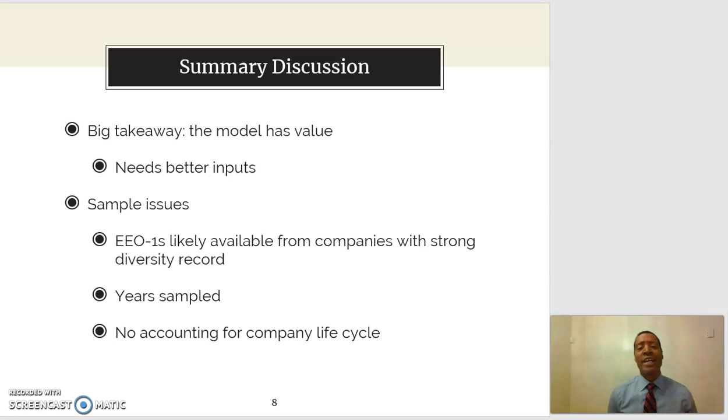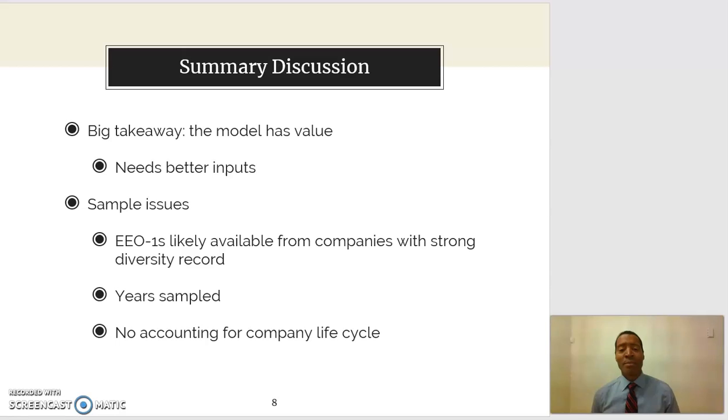So the big takeaway that I brought from this research is that the model has value, but it needs better inputs. Specifically, there were sample issues. The EEO1s are not publicly available, which means that the ones I was able to collect and include in my sample are likely from companies with strong diversity records. Companies with poor diversity records are probably not very likely to make theirs publicly available.